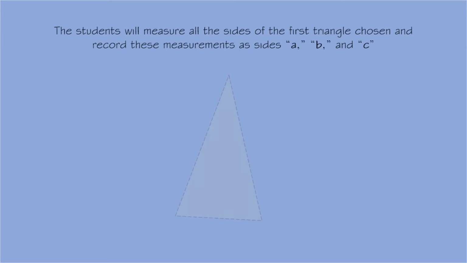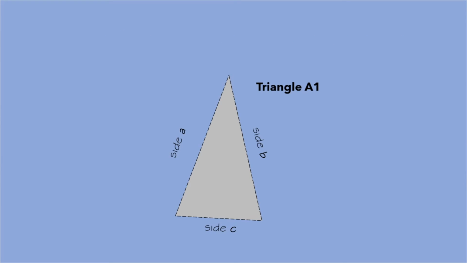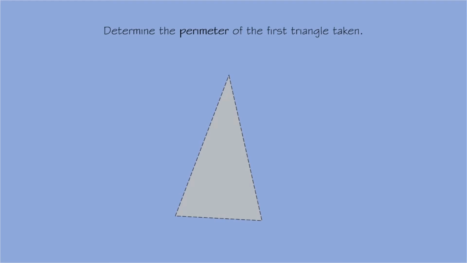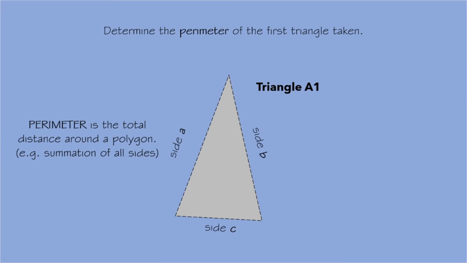Next, the students will measure all the sides of the first triangle chosen and record these measurements as side A, side B, and side C. Record this in table 3.3, labeled as area determination by Heron's formula. Determine the perimeter of the first triangle, knowing that perimeter is the sum of all sides of a polygon, or the summation of all sides. We apply the formula: perimeter of the triangle equals side A plus side B plus side C.